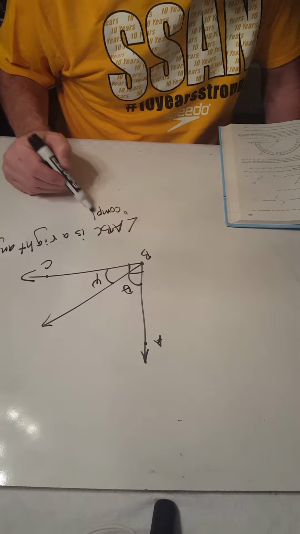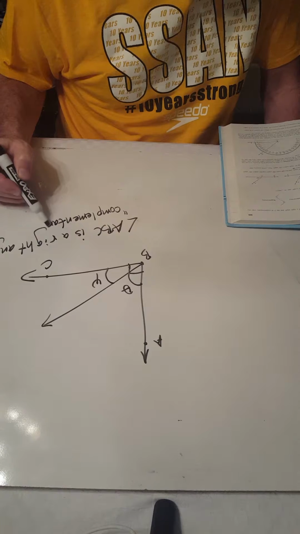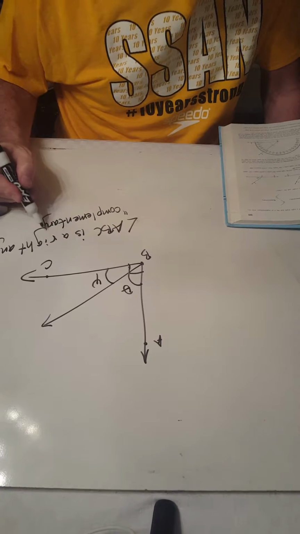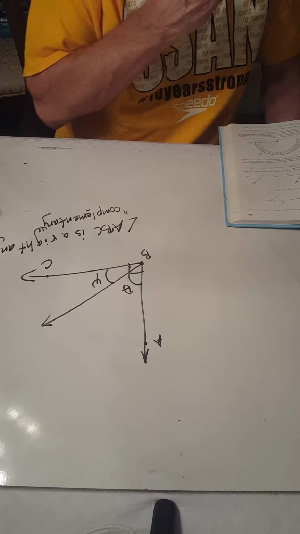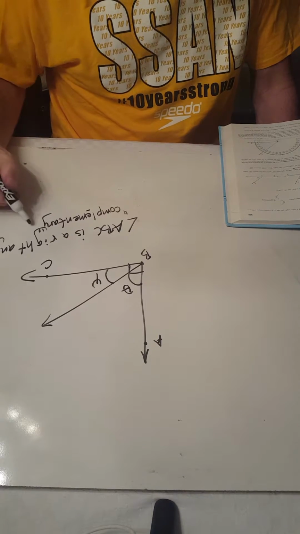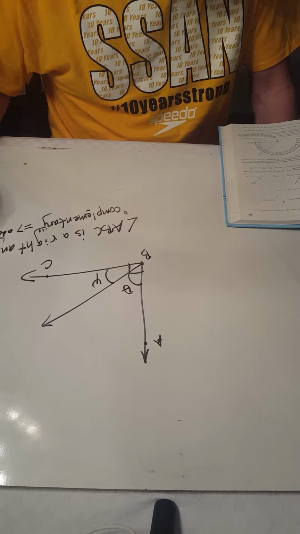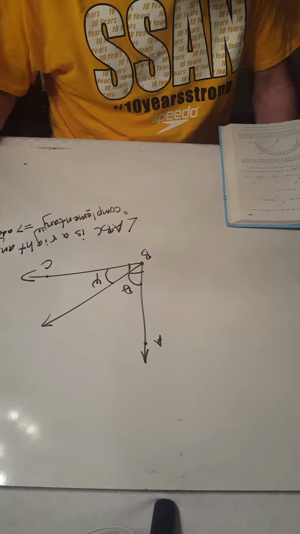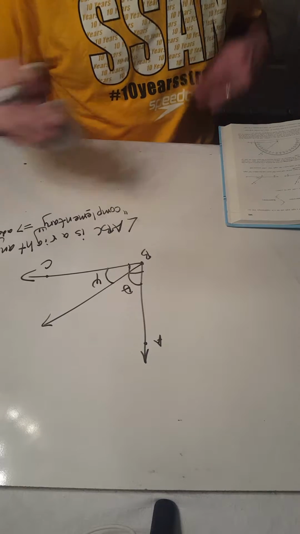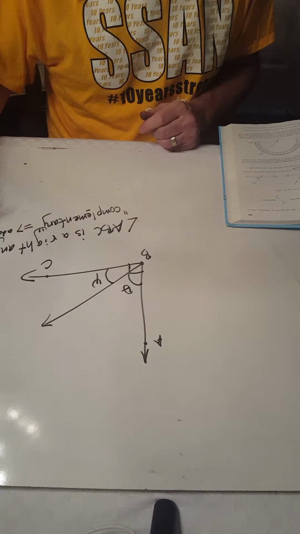Not complementary like they tell each other, you look lovely today. No, you look lovely. No, you look more lovely. Complementary with an E instead of an I. Okay? And that means that they add to 90 degrees.